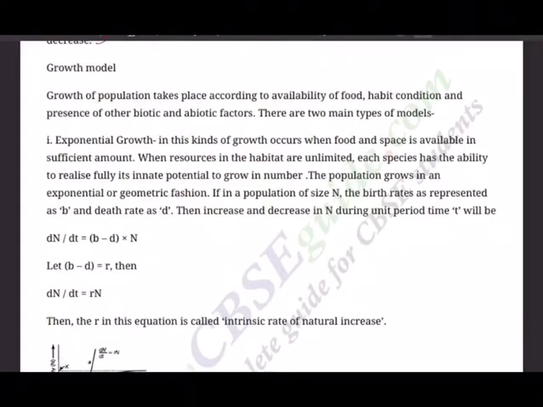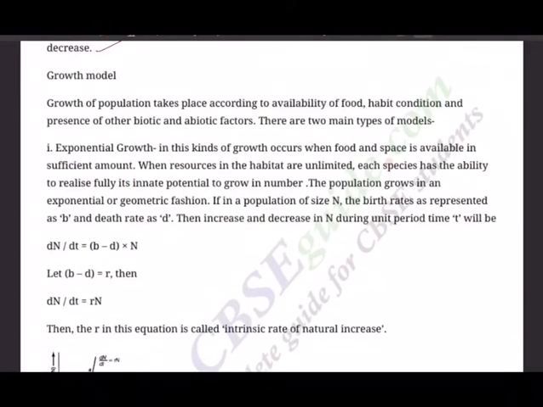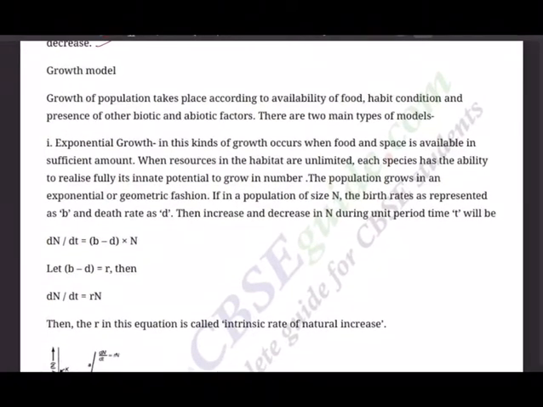As all of us know, we are into the revision mode and we are revising chapter number 13, organisms and populations. As part of it, we have been discussing how organisms are formed, what is the hierarchy of it, how populations are formed, and what are the various factors that determine the number and size of the populations. So today in this session we are going to talk about the growth model.